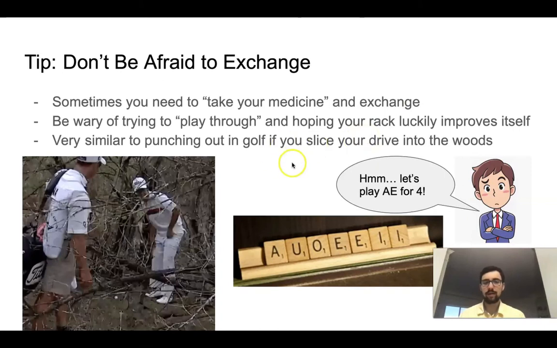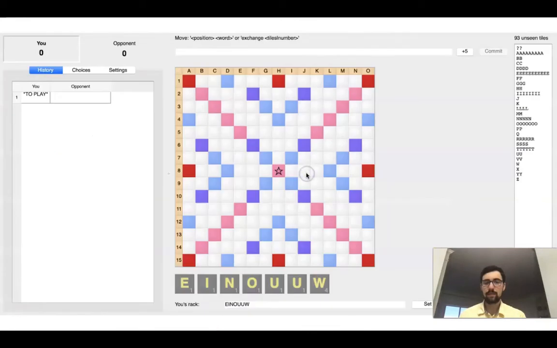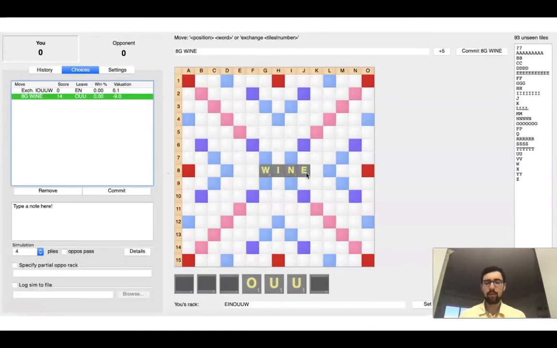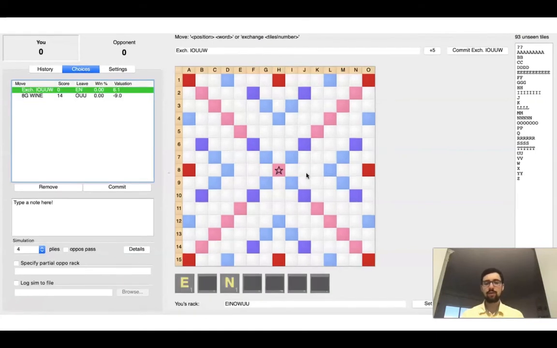So let's take a look at an example of this. In this position here, it's once again the beginning of the game, and you've got a rack that's not too great. You've got 5 vowels, which is a few too many, and you've also got 2 U's together, which, as we discussed before, is not great for duplication, and also a W, which is not the best tile. So let's think about what our options might be. One of them is to play wine for 14, keeping an O and 2 U's, and another is to exchange 5 of our tiles, keeping just an E and an N.